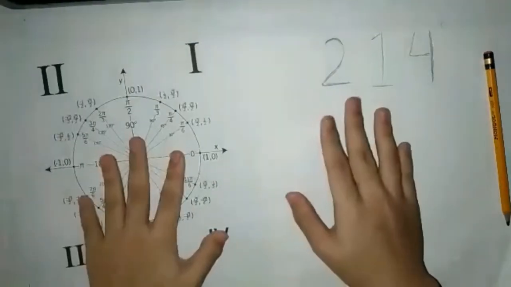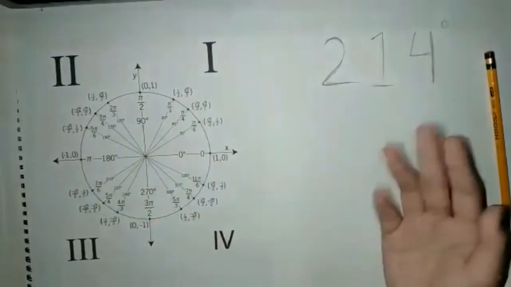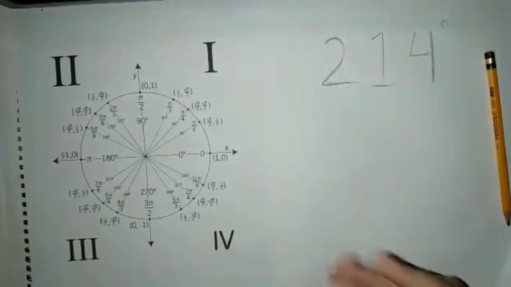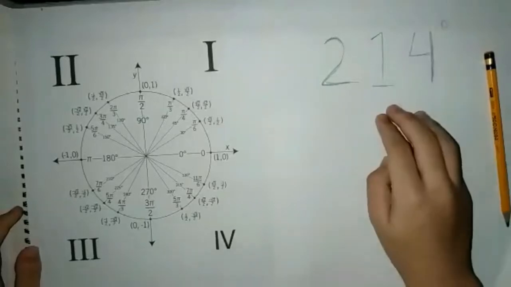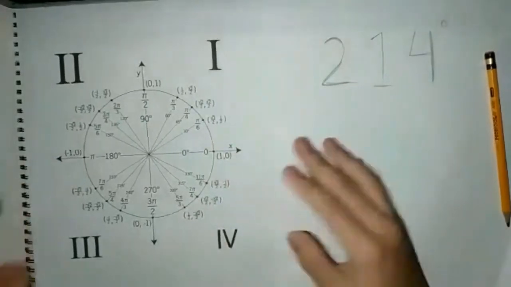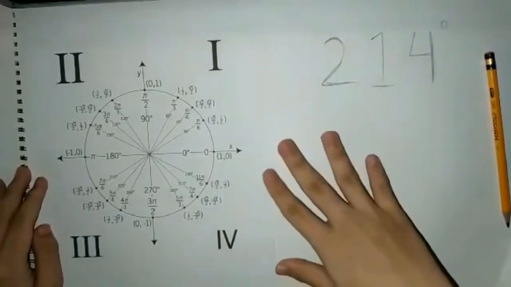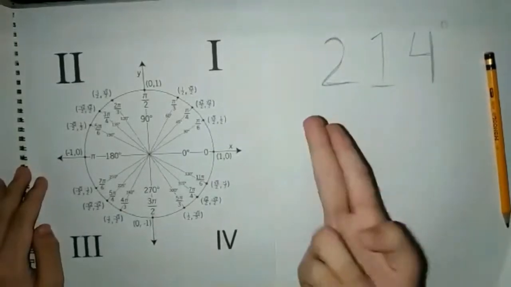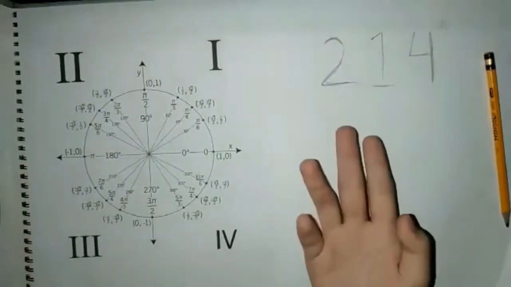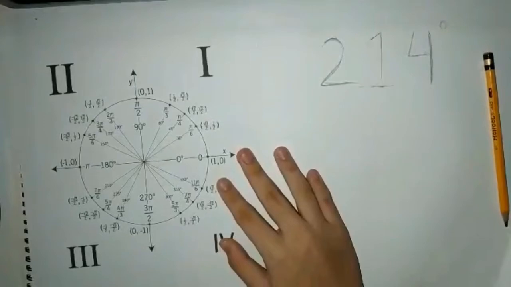So the problem is, if we have 214 degrees as our given angle, what is our reference angle? We need to identify first the quadrant where the given angle is located. So refer to this chart. What do we notice? Is it a clock? Is it complex math? Or is it a circle with numbers? If you notice that this looks like a circle with numbers, then you're right.